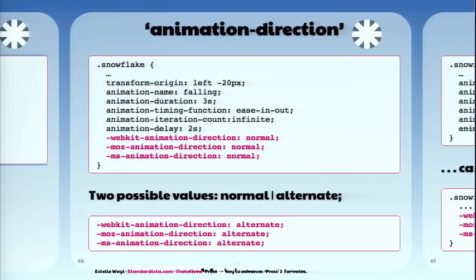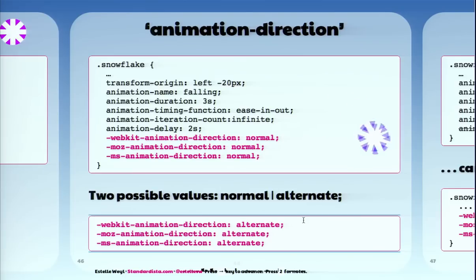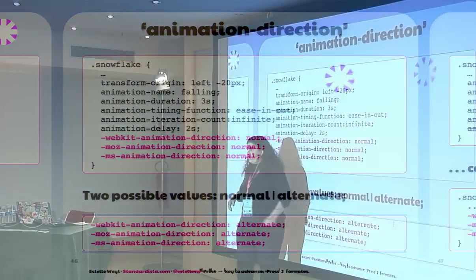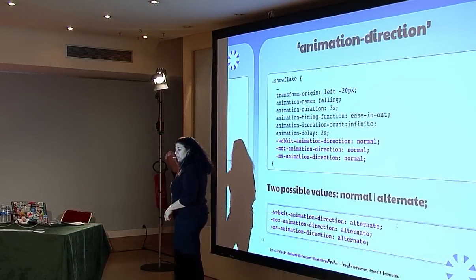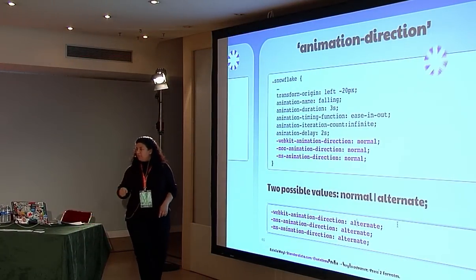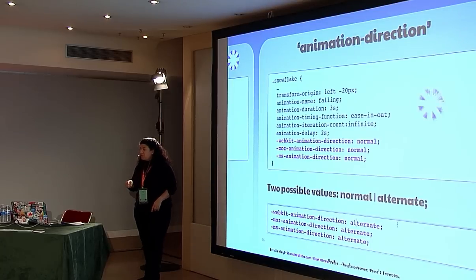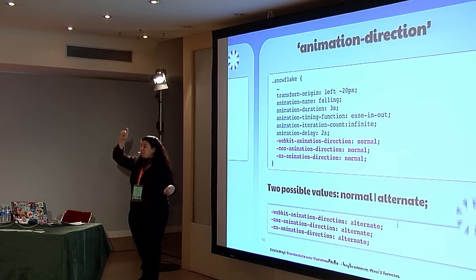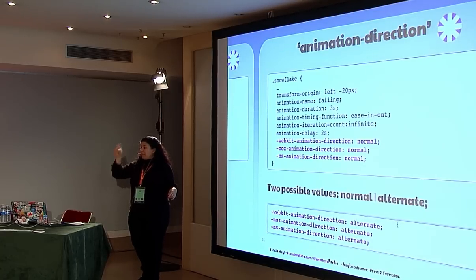Okay, direction. Everything so far has gone from top to bottom. It doesn't have to. We can make our snowflakes alternate. And now we are going to have snowflakes floating up our page. So what animation direction does, it has two possible values, normal, which is the default, and alternate. When you put normal, it goes from 0% to 100% keyframe, and then it jumps back to 0 and goes back to 100%. When you put alternate, it goes from 0 to 100%, 100% back to 0.